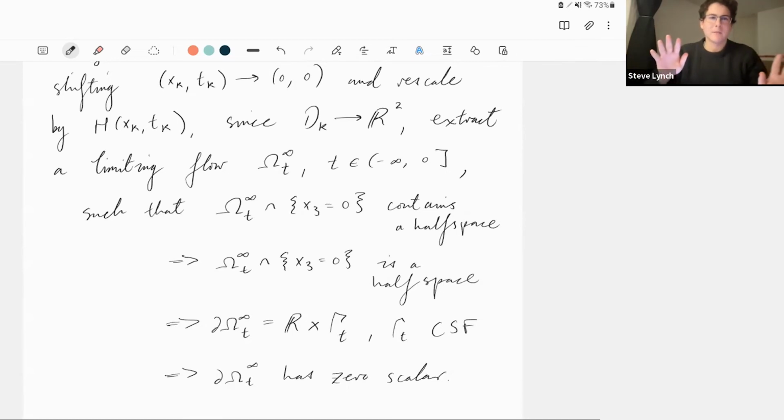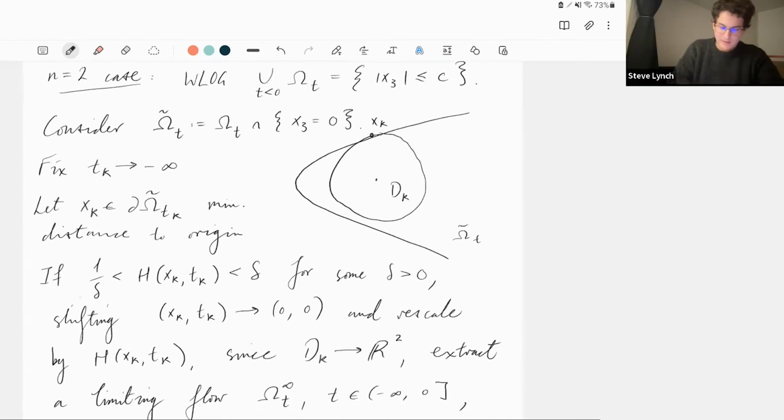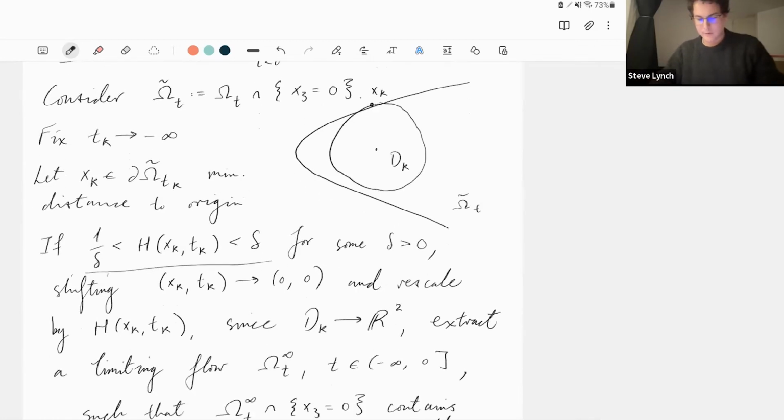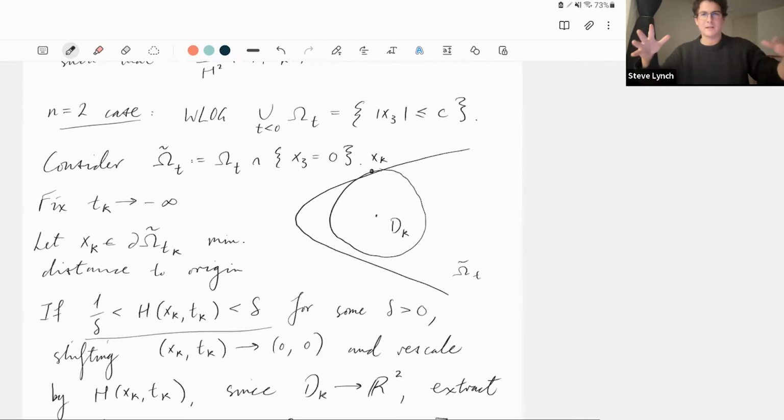So I made some assumptions here, right? I restricted to n equals 2, and I assumed that this curvature bound holds, which is a little bit unjustified for the moment. But this is the basic idea, right? To use the fact that you're sweeping out a slab to find some points along which you can extract a limit, which splits off so many lines that it actually has zero scalar curvature.